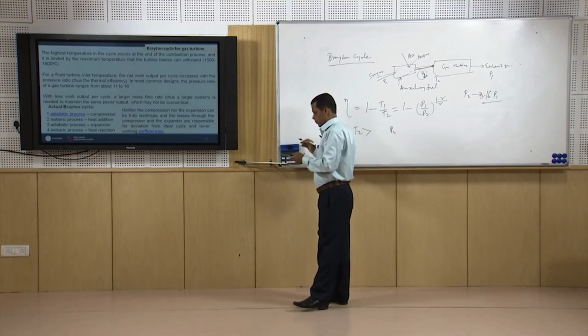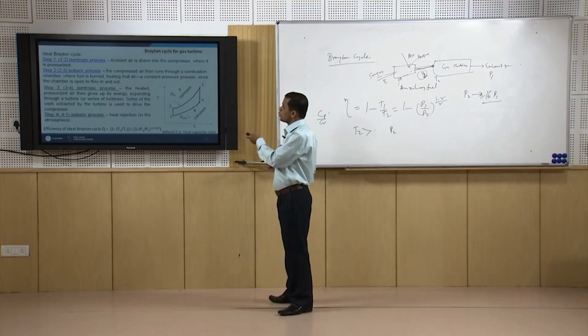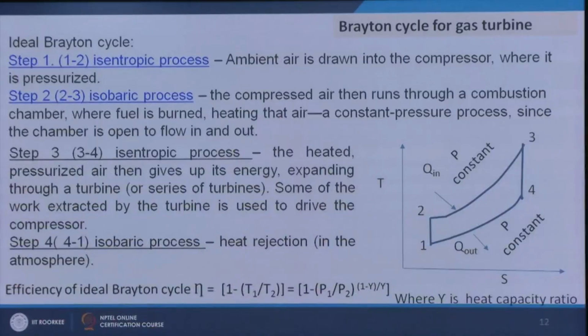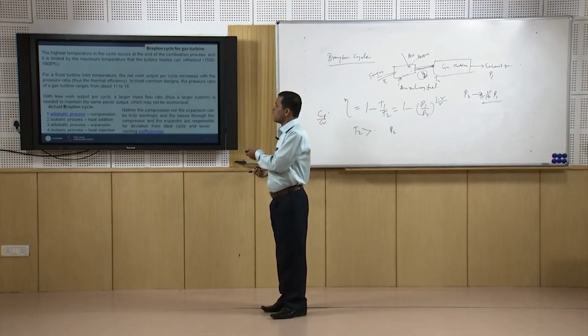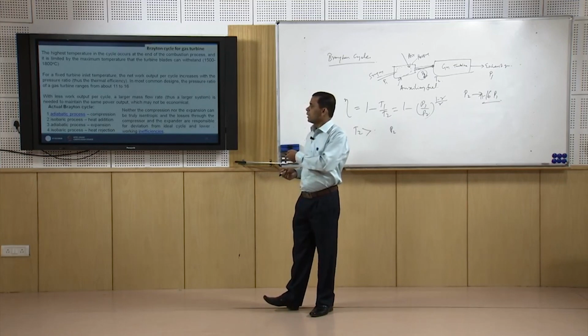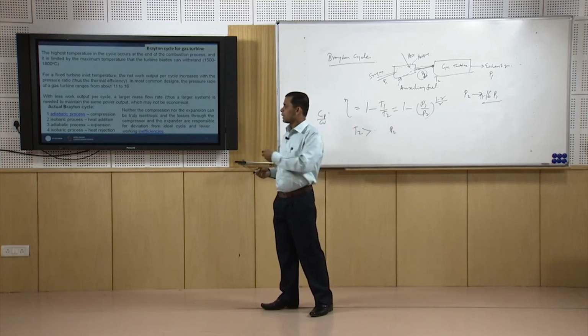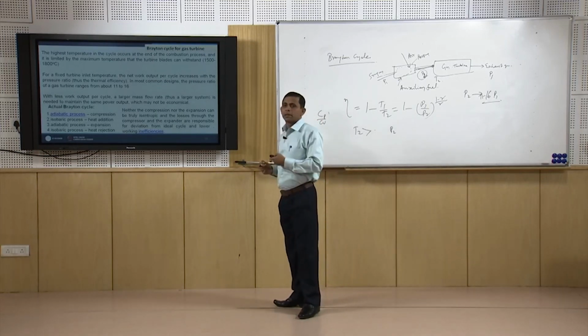Now, in the Brayton cycle ideal case we have seen two isentropic processes and two isobaric processes, that is 1 to 2 and 3 to 4 isentropic, 2 to 3 and 4 to 1 isobaric. But in reality we will not get any isentropic process; those will be adiabatic processes. So, these are the real case Brayton cycle.